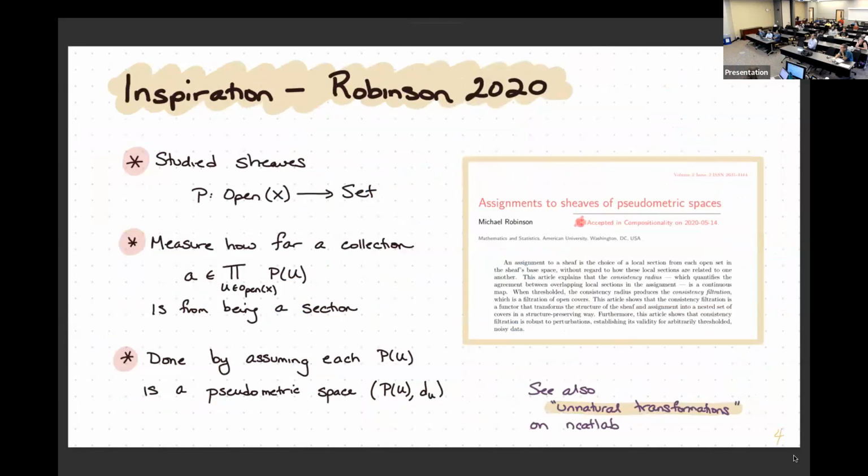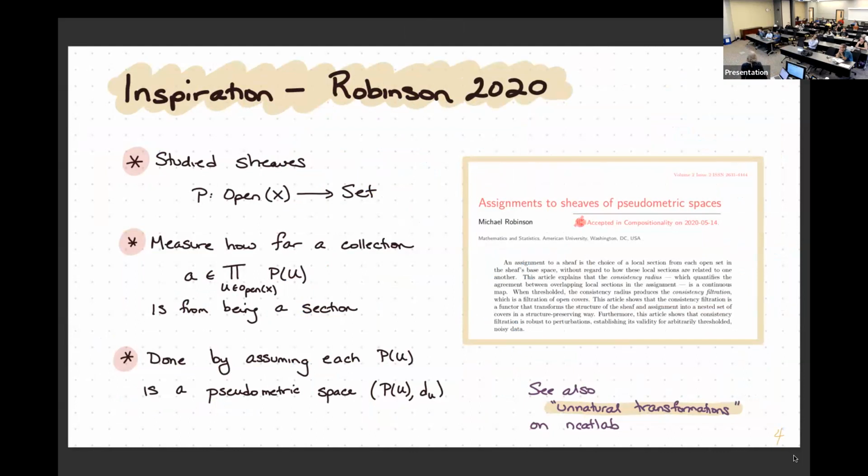The problem is, as we saw in the last talk, in many settings where this is interesting, interleaving distances are difficult to compute. And we still want to compute any of this stuff.